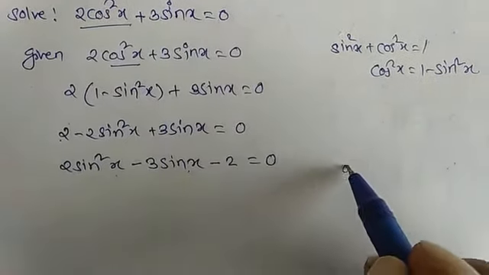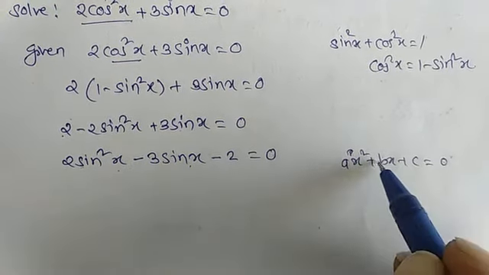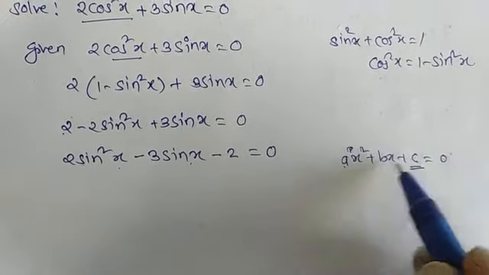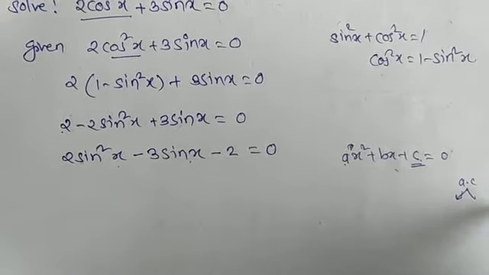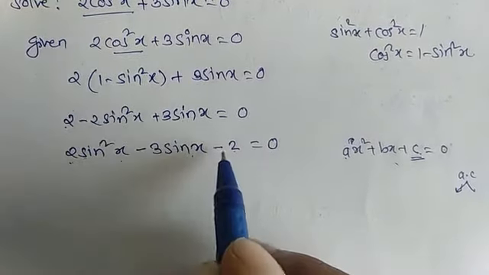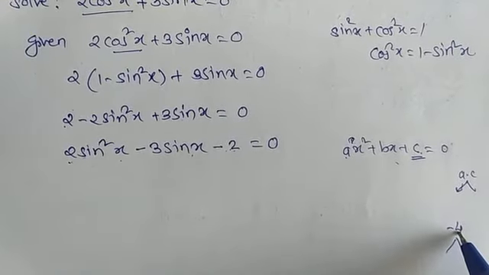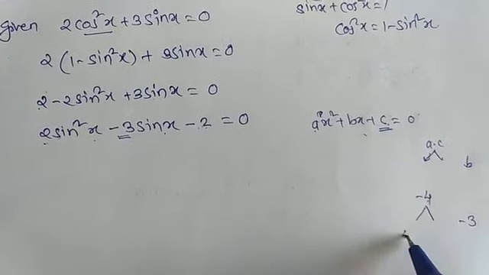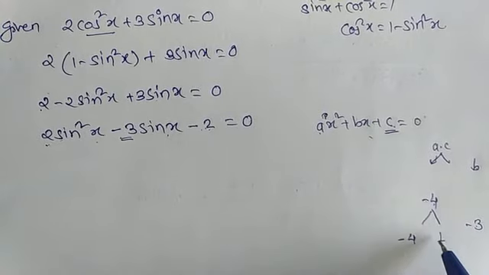You know that ax square plus bx plus c equal to 0 is a quadratic equation. So we solve by taking factors of a into c, and its factors should add up to b. In this equation, 2 into minus 2 is minus 4. You have to find factors of minus 4 such that their sum will be minus 3. So here you can take 4 into 1, and we need minus 3, so we take minus 4 plus 1.